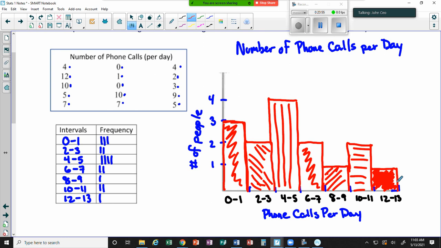Okay? So that's how you make a frequency table. And then a histogram. So this is your frequency table right here. This is your histogram. That's the bar graph that represents that frequency table. Okay? What questions do we have on that? It's not hard work. It takes a little bit of time, but it's not hard. Okay?